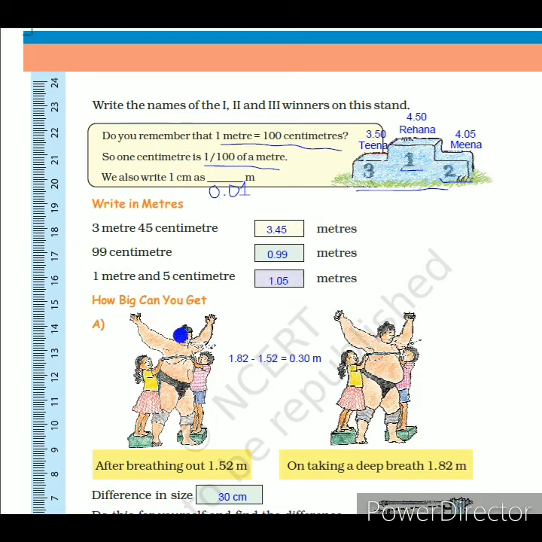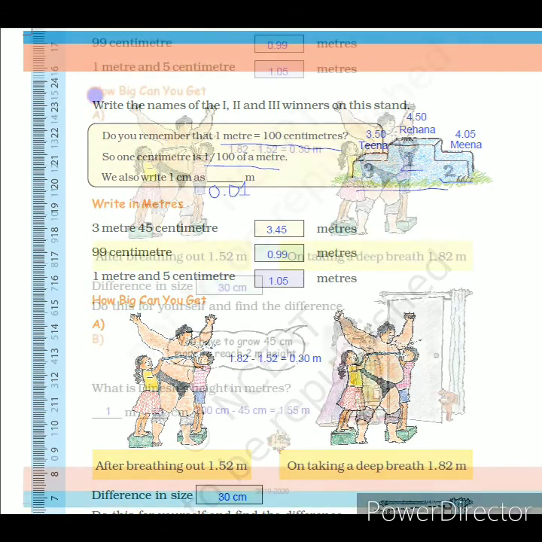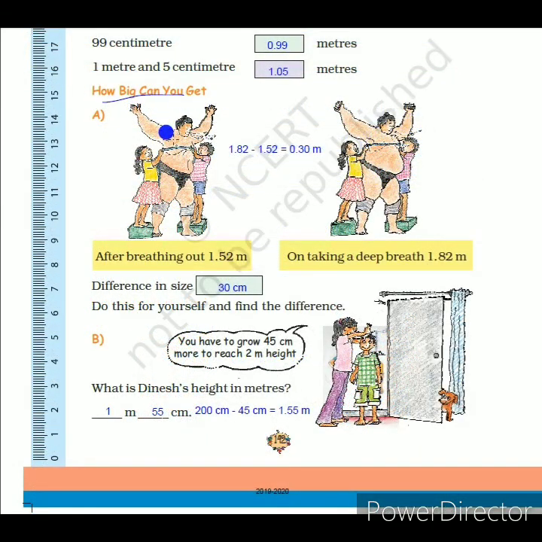Now here we have one more topic on this page. How big can you get? Here we have shown 2 pictures. First one is the size of a person's stomach after breathing out. It is given 1.52 meter. And taking a deep breath inside, the size of the stomach is 1.82 meter. That means first one is 1 meter and 52 centimeter and the second one is showing 1 meter and 82 centimeter.